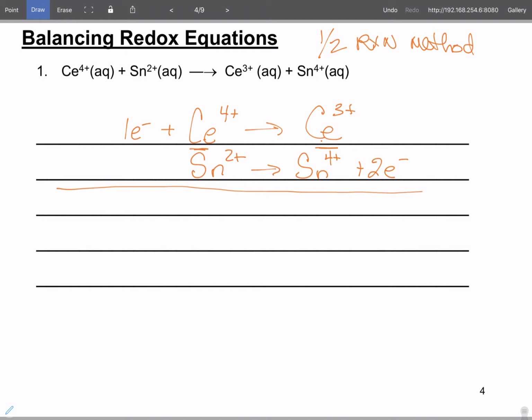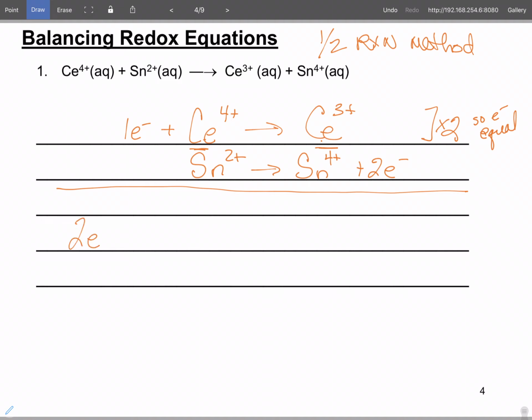Now, this is like adding two equations together, but in order to make sure that something cancels, our electrons must be equal. So we're going to multiply this one by 2 so that the electrons are equal. Now, you can write it out or you can just rewrite it. And I'm going to leave the electrons in initially, but then I'm going to pull them out.